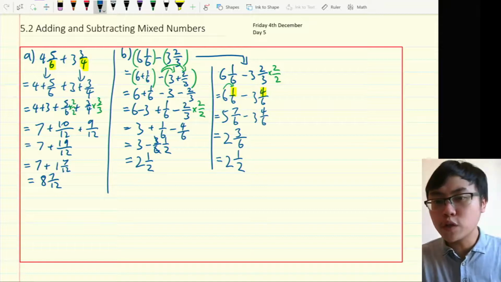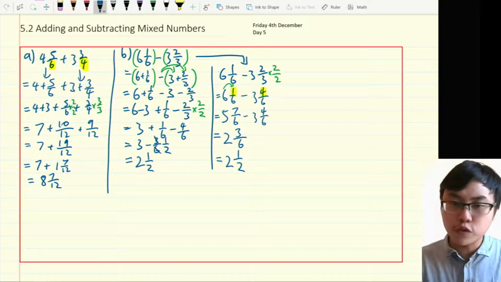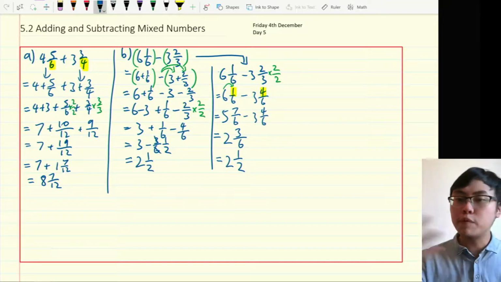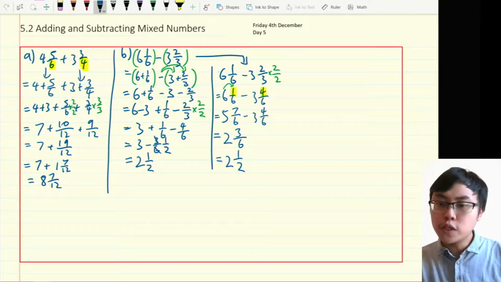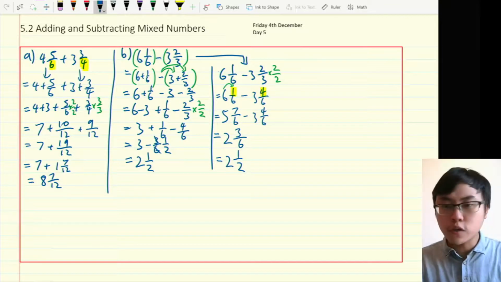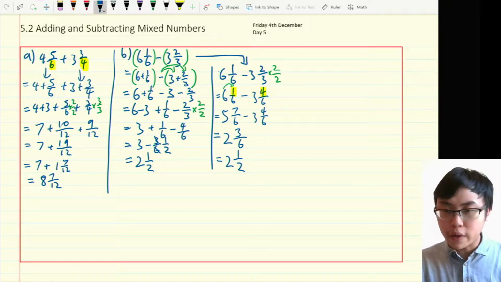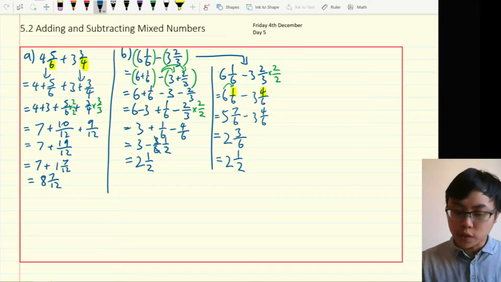Now, whichever way you prefer, some people prefer to use the method on the left, some people prefer to use the method on the right. Whichever way is comfortable to you, you can choose that method. I'm not going to force you to use whatever method. You choose whichever one you prefer.